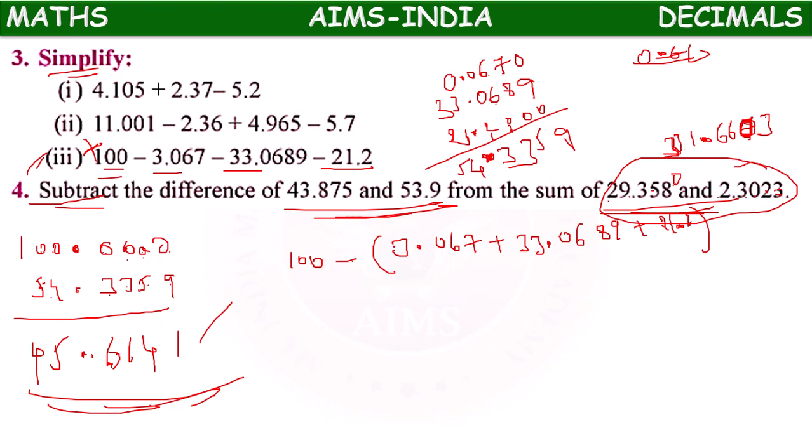This is this one. Difference, what? Here we can keep 0. One more 0 we can keep. 43.87. Sorry. Difference of these two numbers, which is greater? 53 point is greater than 43 point. So we can take 53.900 from that.